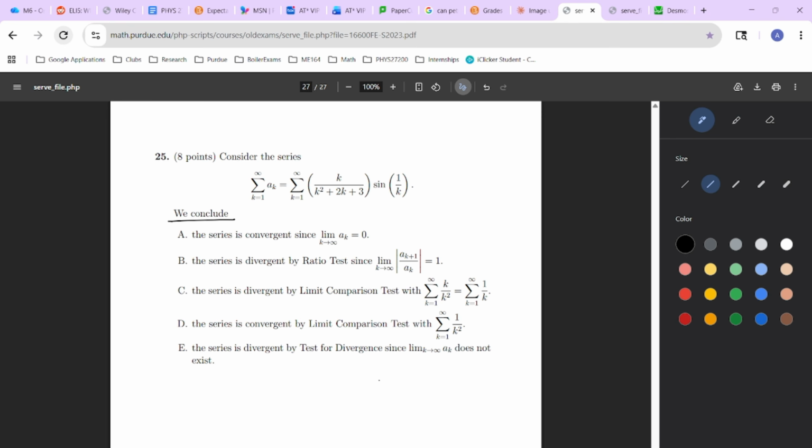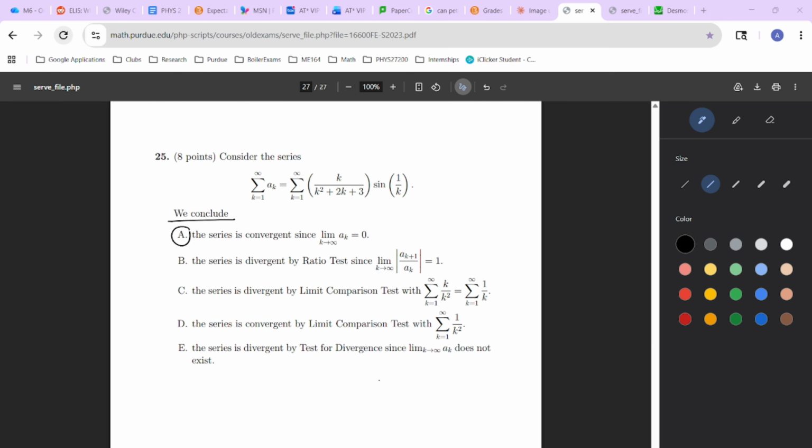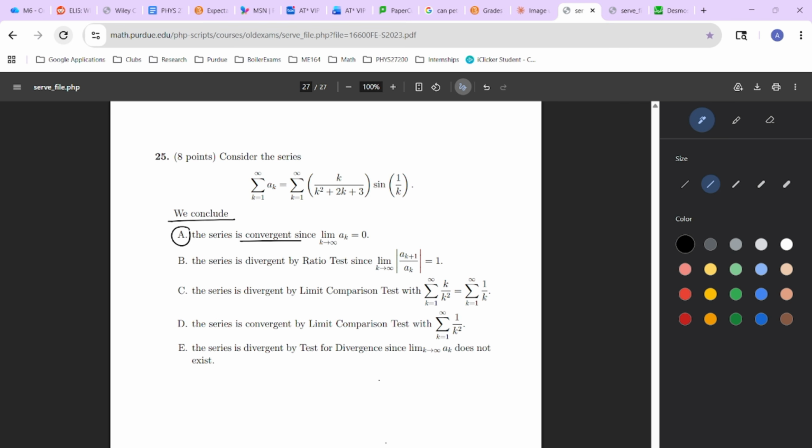All right, so I think the best way to do this is just to work through each possible answer choice and determine whether or not that answer choice has any validity. So we'll start with answer choice A. The series is convergent since as k approaches infinity, the terms of k reduce to 0.